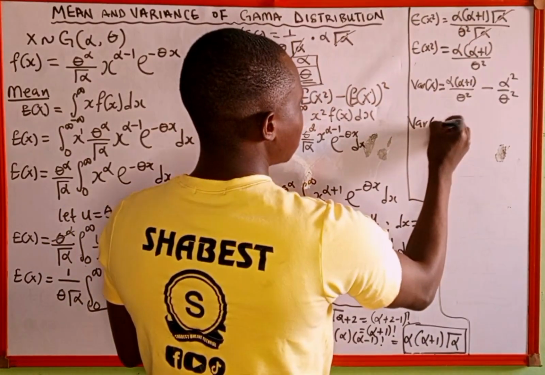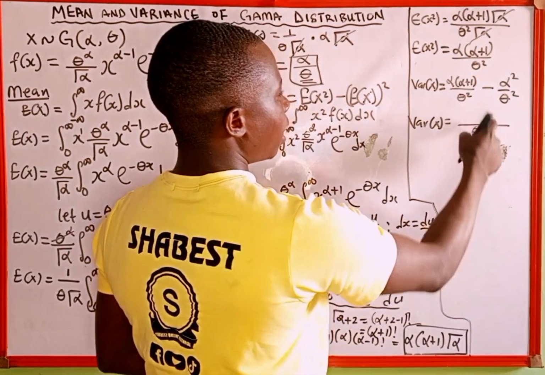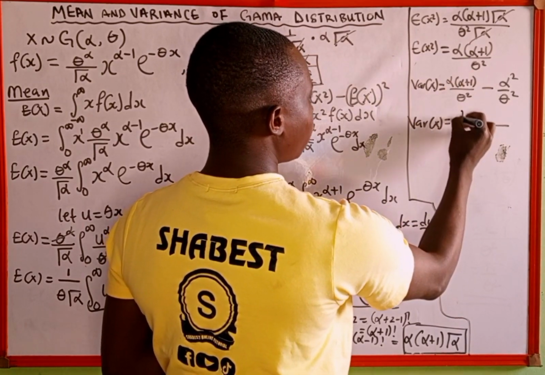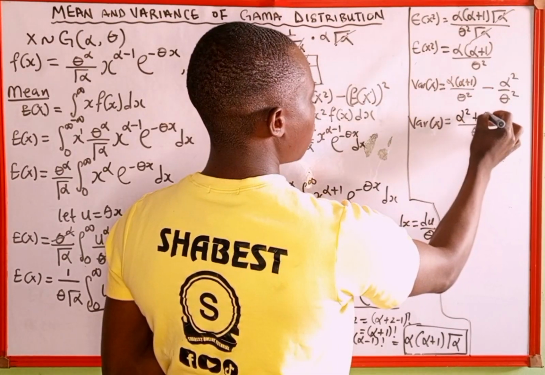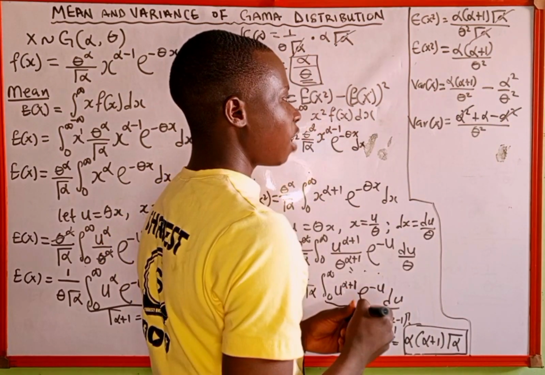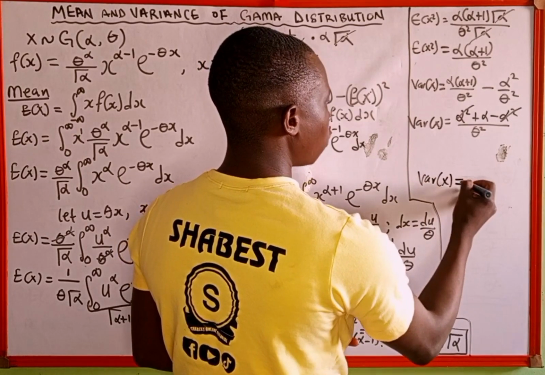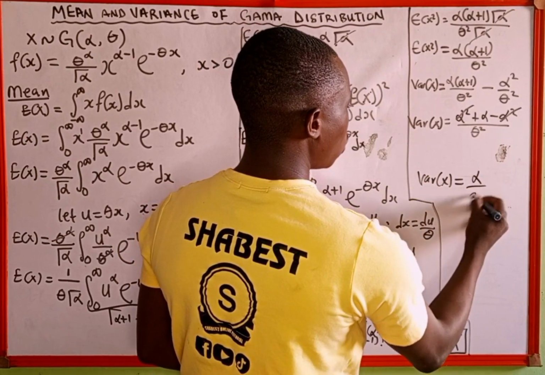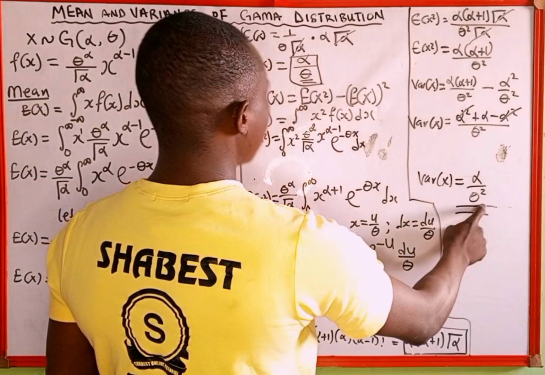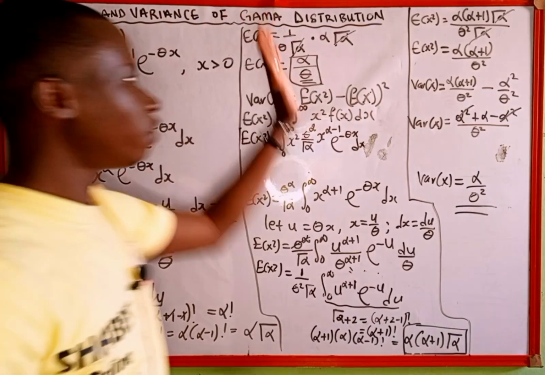Then variance of x now will be equal to, the LCM is theta square. Then since the denominators are the same, we subtract the numerators. We're going to first expand this: alpha multiplied by alpha is alpha square, plus alpha multiplied by 1 is alpha, and minus alpha square. So this alpha square is going to cancel out this alpha square, because this is positive alpha square and this is negative alpha square. Therefore, variance of x of the gamma distribution will be alpha all over theta square. So this is the variance of the gamma distribution, alpha over theta square, and the mean is alpha over theta. So this is how to find the mean and the variance of a gamma distribution.